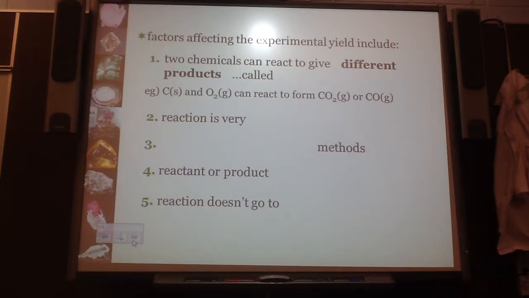Okay? So number one, two chemicals can react to give different products. So your reactants might not make the products that you would want them to. They can make different things, so called competing reactions. You might set things up to happen a certain way, but it might not obey that exact one chemical equation that you would hope for. For example, carbon and oxygen can react to either form carbon dioxide or carbon monoxide, okay?